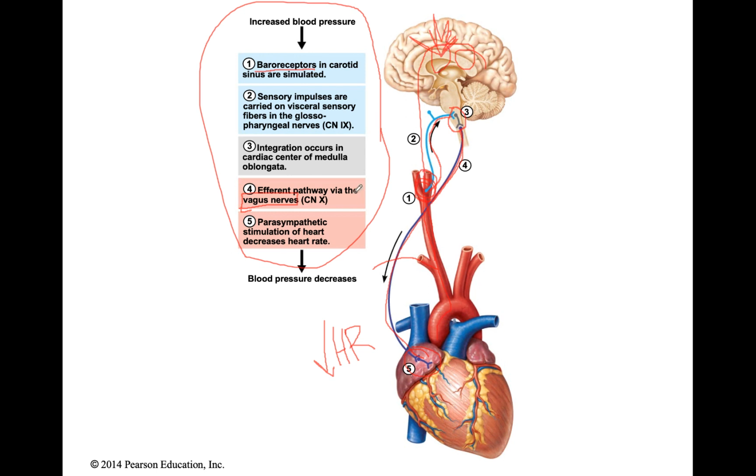So the 2 nerves here that you must know are number 2 and number 4. Number 2 is called the glossopharyngeal nerve, and number 4 is called the vagus nerve. So the baroreceptor sends a signal up through the glossopharyngeal nerve, then the brain sends an output signal back down through the vagus nerve to lower your heart rate.